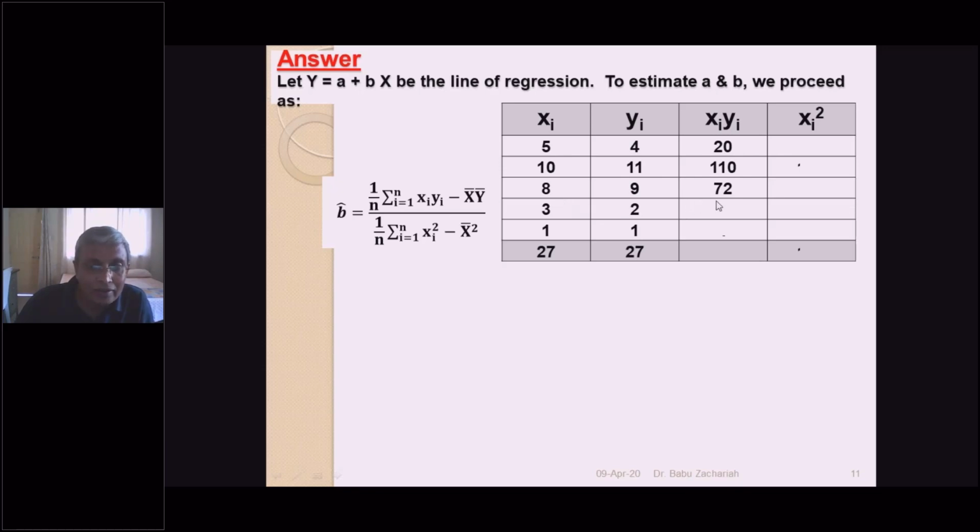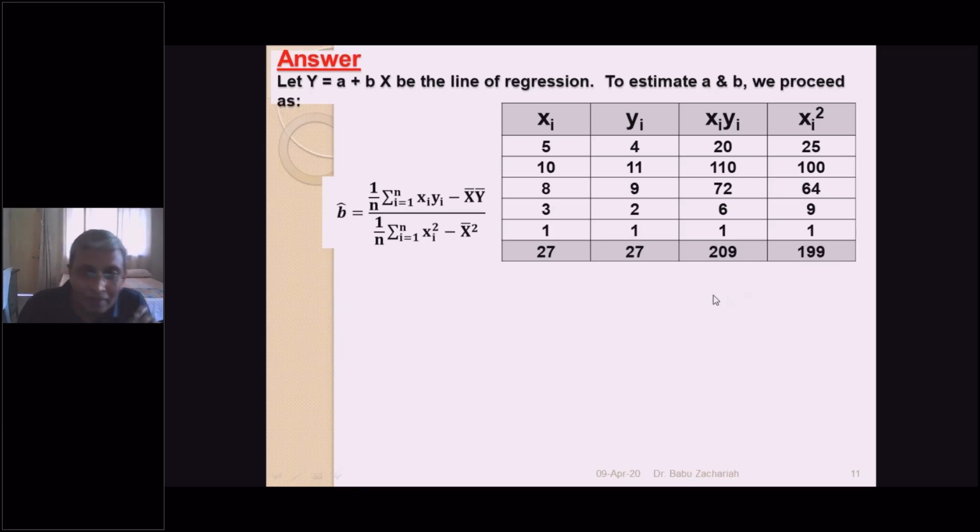8 into 9, 72. 3 into 2, 6. 1 into 1, 1. And its total. Okay. Similarly, yi square. 5 square, 25. 10 square, 100. 8 square, 64. 3 square, 9. 1 square, 1. And the total here. Okay.